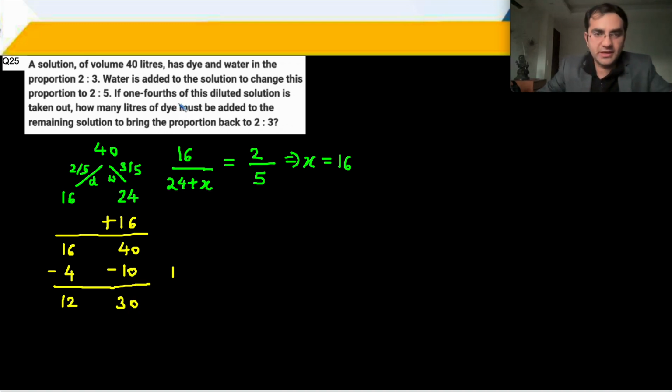अब क्या किया इन्होंने? How many liters of dye must be added back to bring the proportion to 2:3? तो dye डालेंगे थोड़ा सा. Let's put y quantity of dye. Water remains the same 30. Proportion turns back to 2/3. Solve for y.